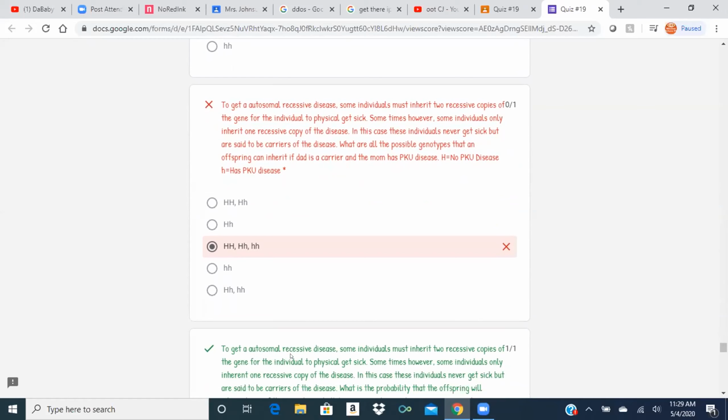What are the possible genotypes that offspring can inherit if dad is a carrier and mom has PKU disease? Do you know what a carrier is? I forgot. Isn't a carrier heterozygous? Yes, because they have the disease, but they're not affected by it. It's there, but it's not active, kind of. So do a Punnett square. I'll do it with you.